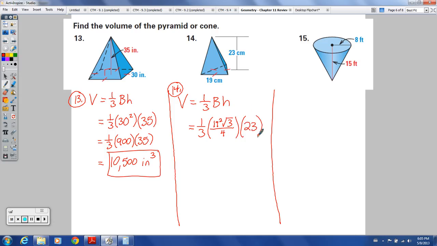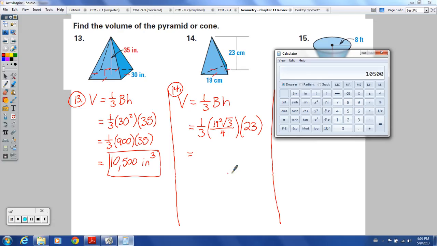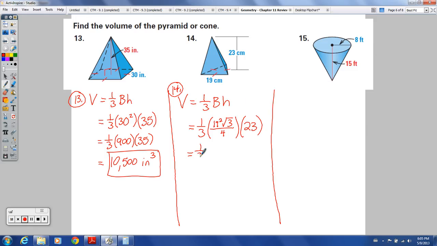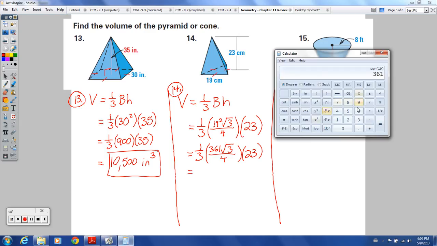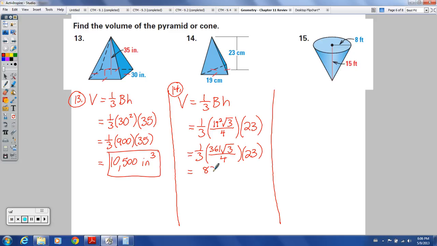And that times 23. And 19 squared, I think that's 381. 361. Oh, good thing I checked. Okay, 361. I'm ashamed, I didn't have that one down. We'd have 23 times 361 on the top. That'd be 8303 times radical 3. On the bottom I see 3 times 4, that's 12 on the bottom.